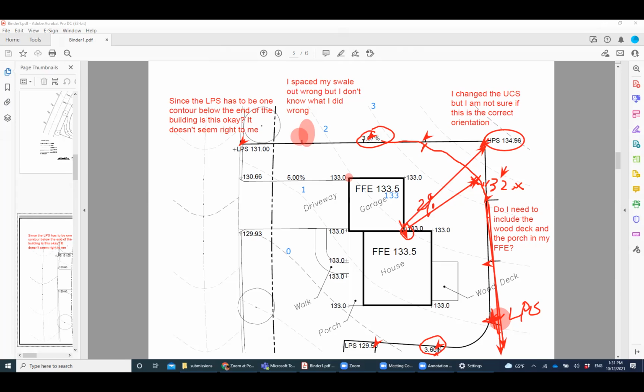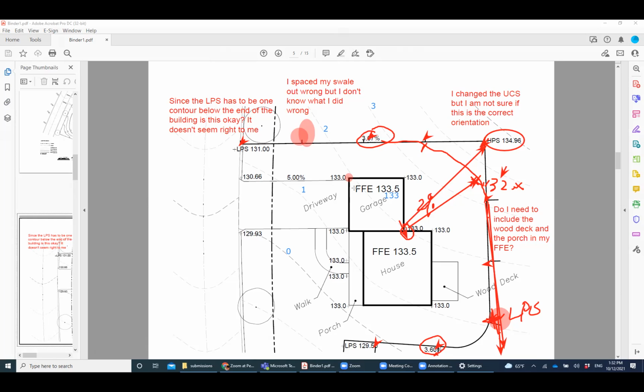Sorry, one last question. Is the wood deck and the porch at the same FFE as the house? You don't have to worry about the wood deck, but you do need to specify the porch elevations. If your porch is covered, you can say my porch is covered, so my porch is flat. That porch could be the same as your house, or it could be a step lower, and then it could be totally flat.